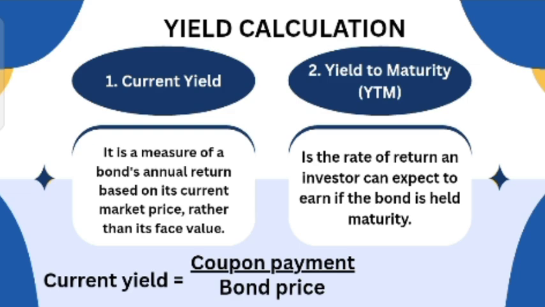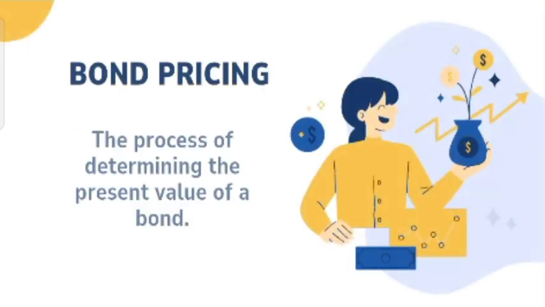And the next is the yield to maturity, also known as YTM. When we say yield to maturity, it is the rate of return an investor can expect to earn if the bond is held to maturity, considering both the coupon payment and the capital gain or loss on the bond. Bond pricing refers to the process of determining the present value of the bond based on the discounted value of its future cash flows, which include the periodic coupon payments and the face value repaid at maturity.